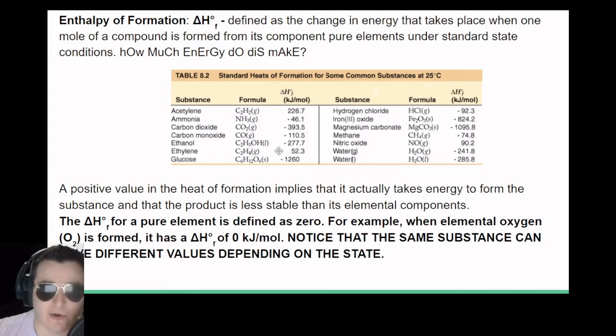Not listed here is that the delta HF for a pure element is defined as 0. That's very reminiscent of the oxidation state of elements in their pure state being 0. Essentially saying that it takes no energy and releases no energy to form something how it naturally exists. So, something like H2, for example. However, we know that there's a bond between those hydrogen atoms. Therefore, it's going to take energy to break that bond. But that's a different conversation.